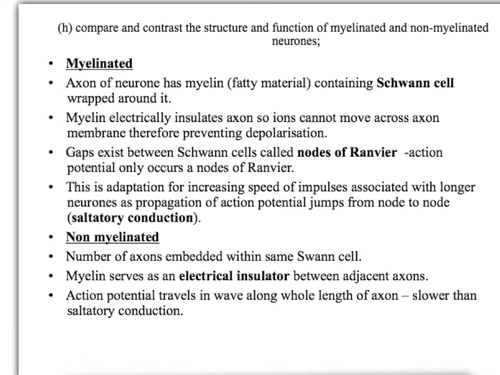So they don't have the nodes of Ranvier, and they don't have the adaptation for rapid transmission of an action potential in the way that a myelinated neuron does. In this case the action potential travels along the whole length of the axon, which is much slower than in saltatory conduction. Most of this slide is involved with quite a lengthy animation, but I put it there because it covers quite a lot of the ideas that we've covered in this whole screencast.